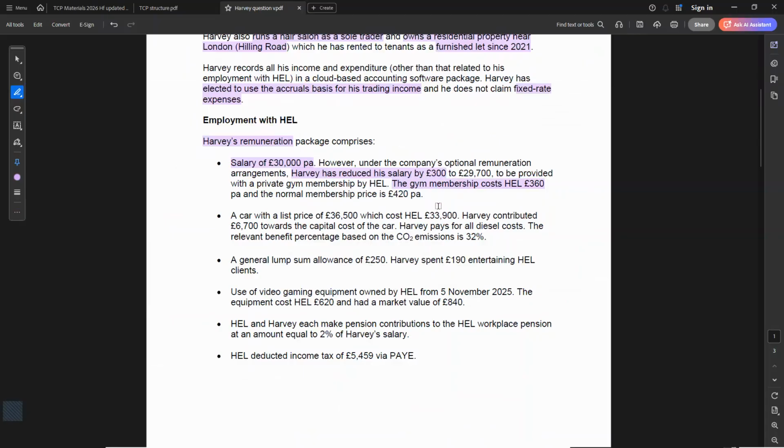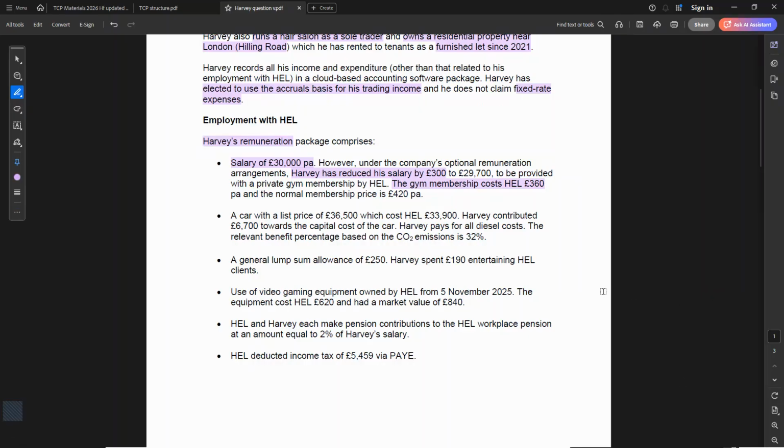So we've now dealt with the first part of the question, and you can see that there's some information provided in the questions that you don't need. So here we're given the normal membership price, but that's not relevant for the question. So for the exam, it's making sure you can pick out the relevant information.